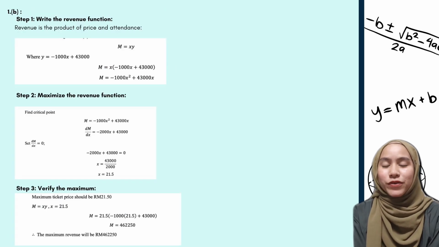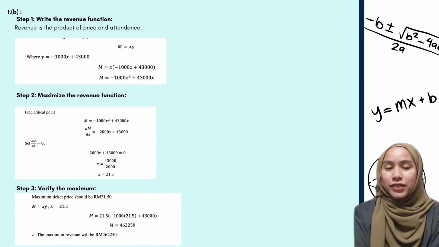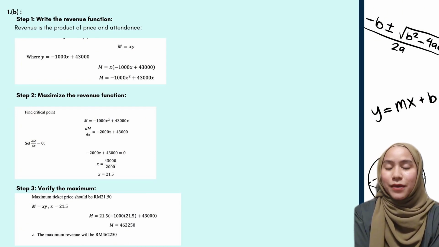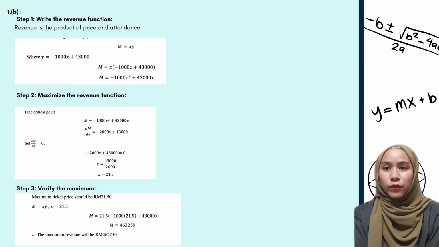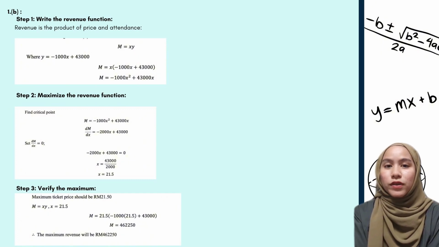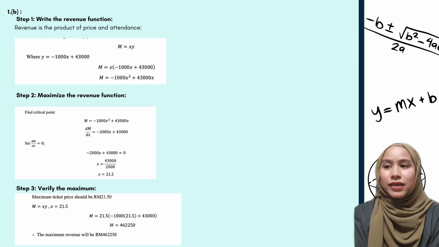Next, let's move to question 1b. First, let's recall that revenue, denoted as capital M, is the product of ticket price and attendance. So we write it as M equals X multiplied by Y. From question 1a, we know that the demand function is Y equals negative 1000X plus 43,000. We substitute this into the revenue formula and we get M equals negative 1000x squared plus 43,000x.